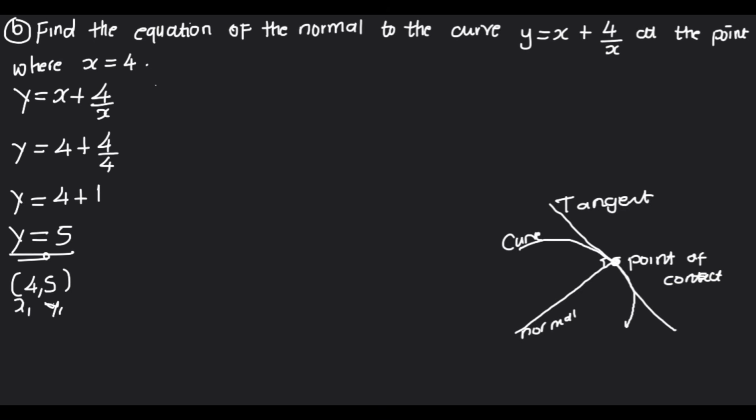Now the formula for the normal is that of the straight line. So y minus y1 is equal to m, open bracket, x minus x1. Then for us to find this equation, we need the slope, which is the gradient. Now for us to find the gradient, first we are going to find the gradient of the curve by finding the first derivative of this equation.